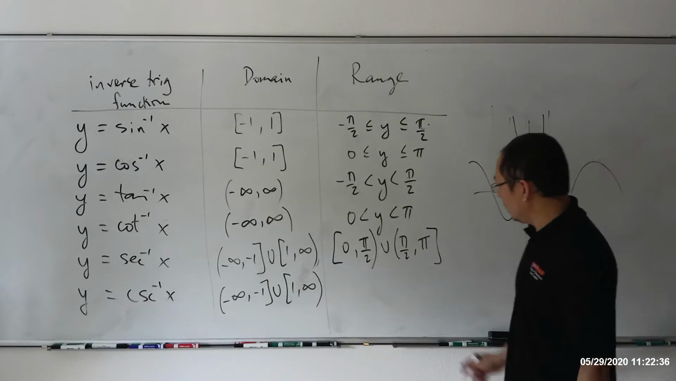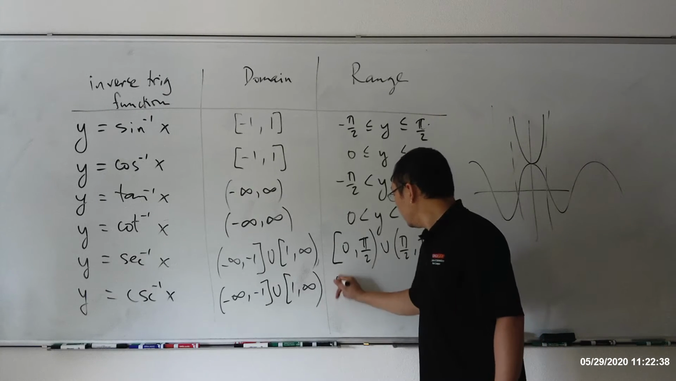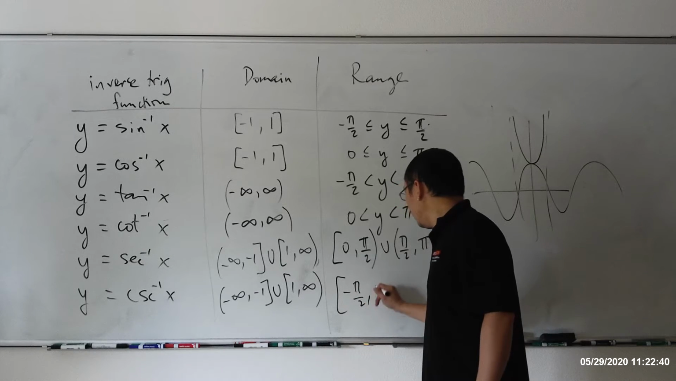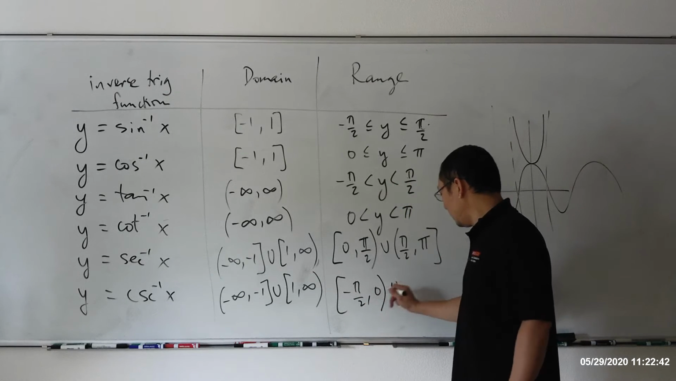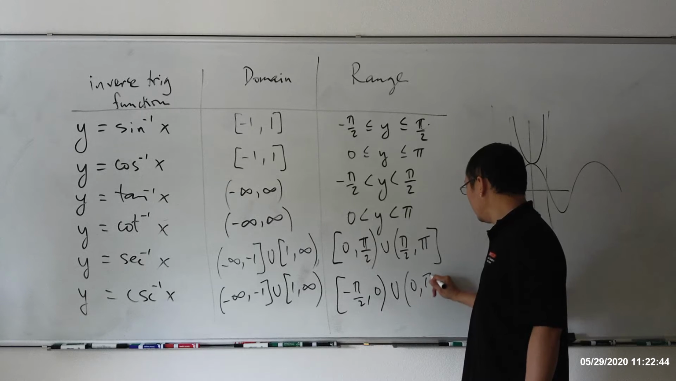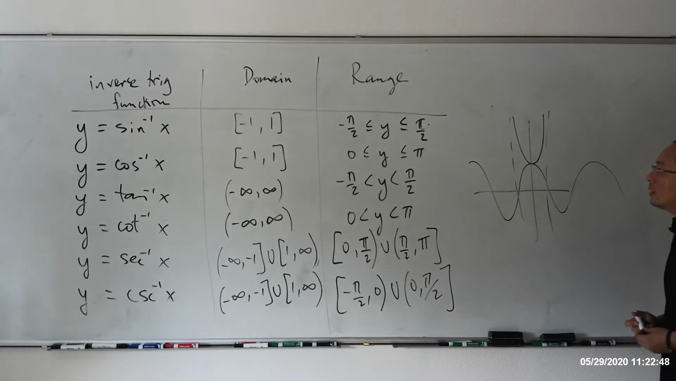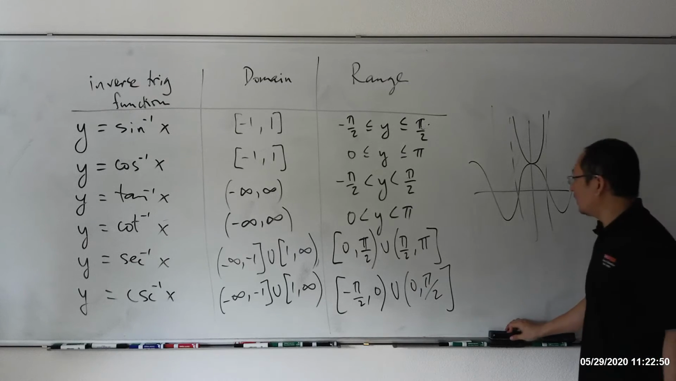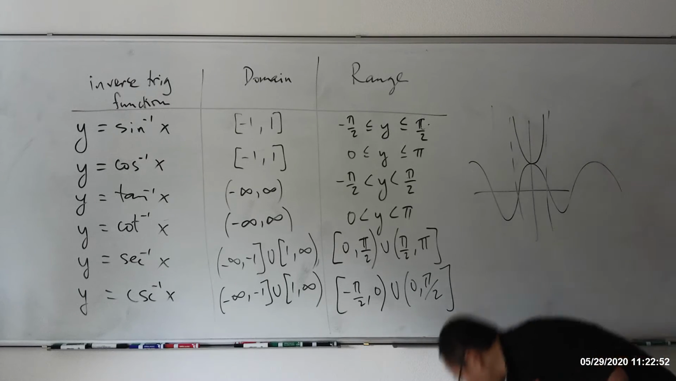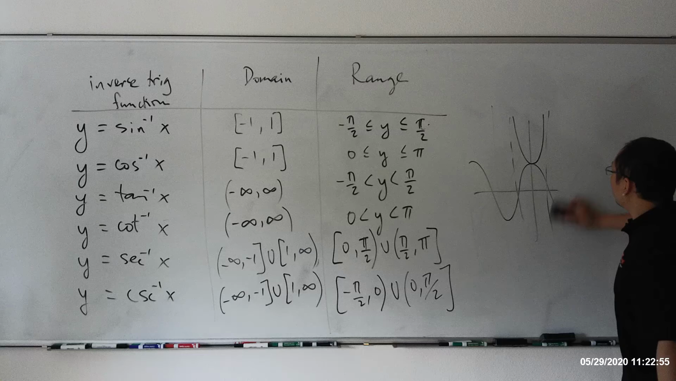at 0, so it's going to be negative pi over 2 all the way to 0, but not including 0, then 0 to pi over 2. Alright? So this table will tell you everything about the domain and range of all the 6 trig functions and inverse functions.